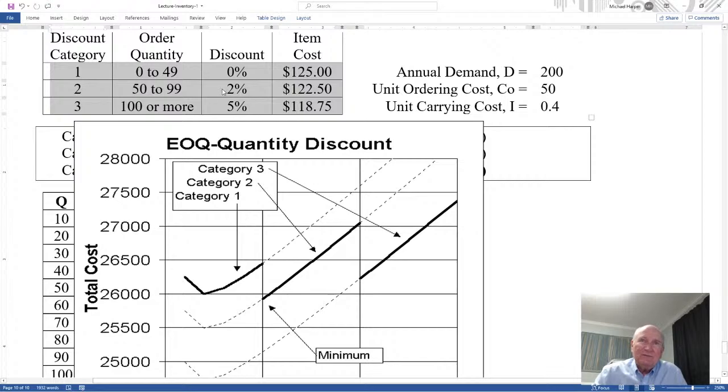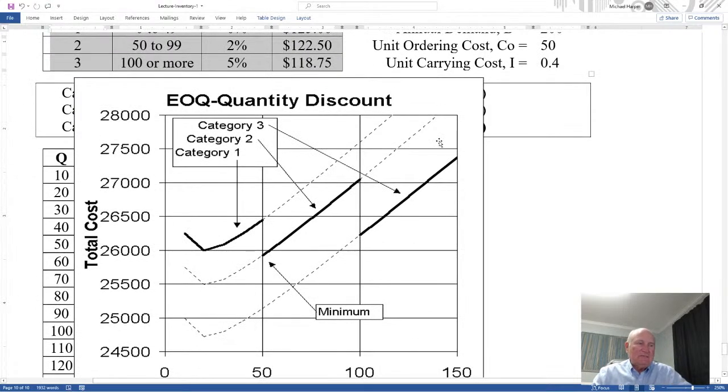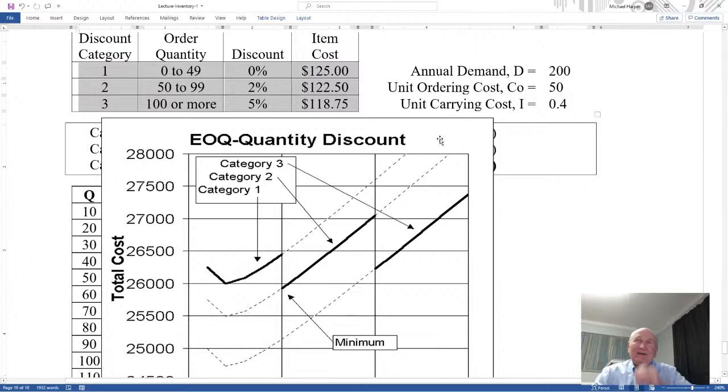Okay, here's some examples. Let me see if I can get this right. Okay, let's see here.